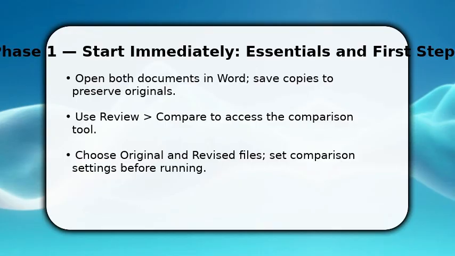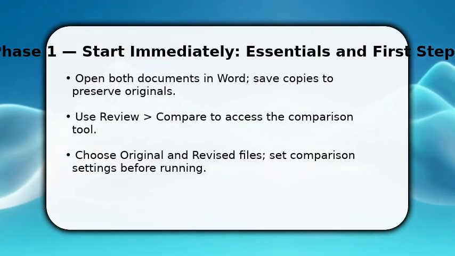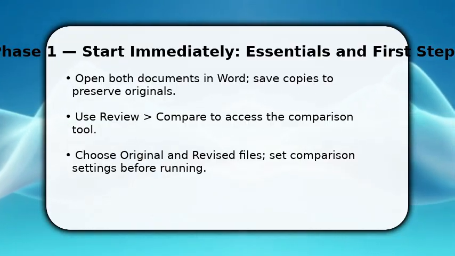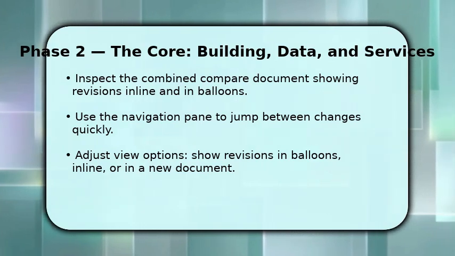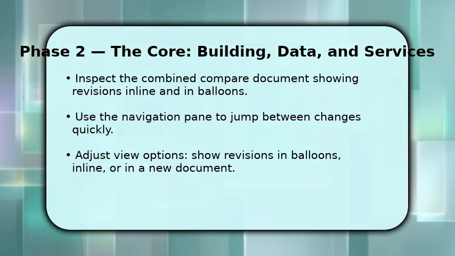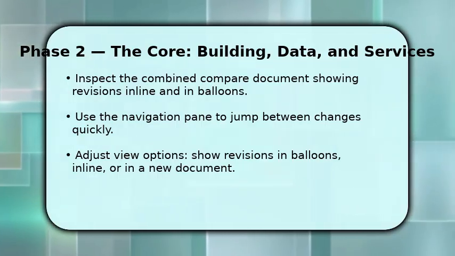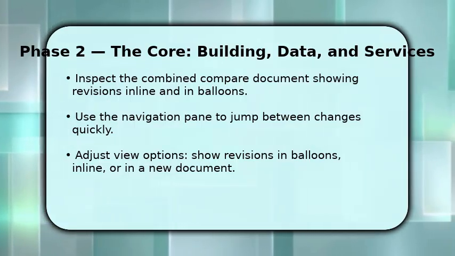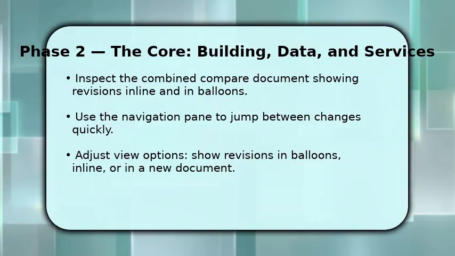Also, check the comparison settings: track moves, formatting, and case sensitivity, because these options control what Word highlights and why you'll see specific differences. Now you analyze the combined comparison document where Word displays insertions, deletions, and formatting changes. This helps you see what changed and why. Use the navigation or reviewing pane to jump between edits. This saves time when documents are long.